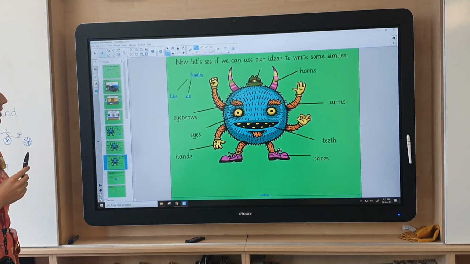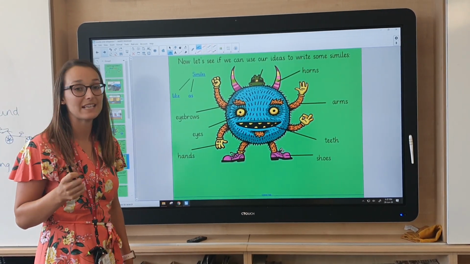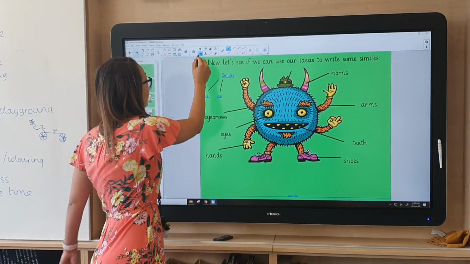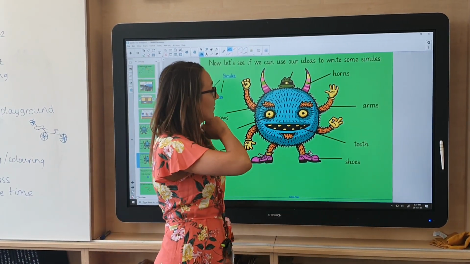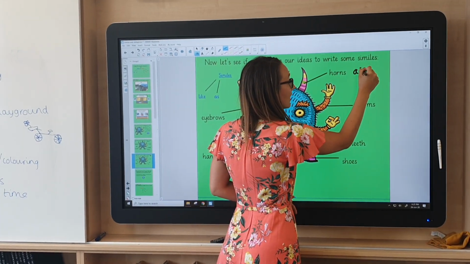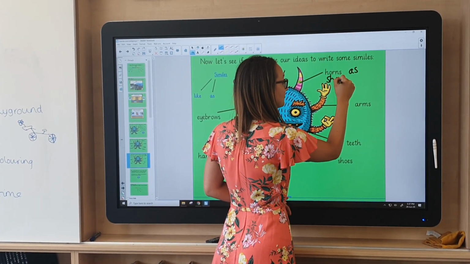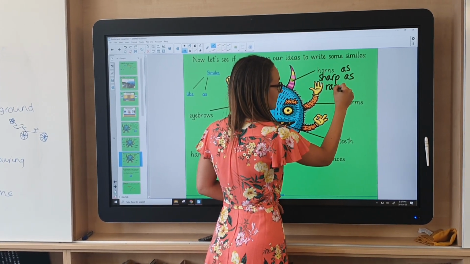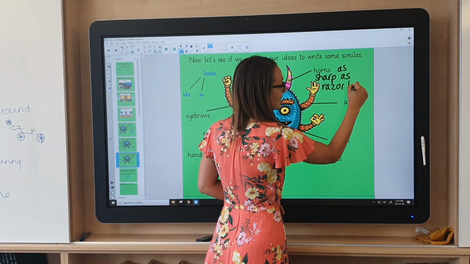Okay, so thinking about the ones that we've found, I want to see if we can use these to write some similes. So if I was thinking about his horns, I could say horns as sharp as razors, or as razor blades.